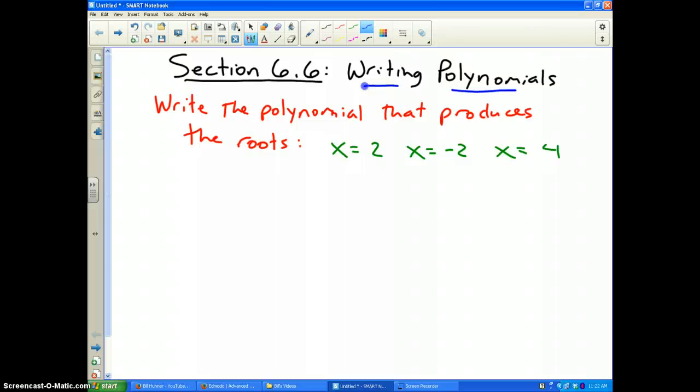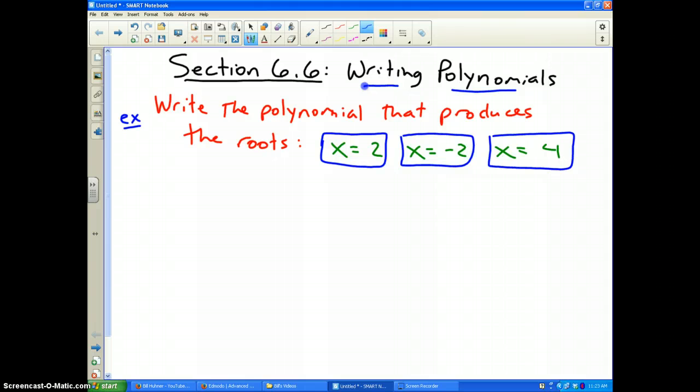For instance, here's an example. Write the polynomial that produces the given roots: x equals 2, x equals negative 2, x equals 4. Basically, we're working backward. In this problem, they give you the solutions, and they want to know what the polynomial p of x is. Well, we need to go back to what we know, and if these are the solutions, what we need to do is write the factors that produce each solution.